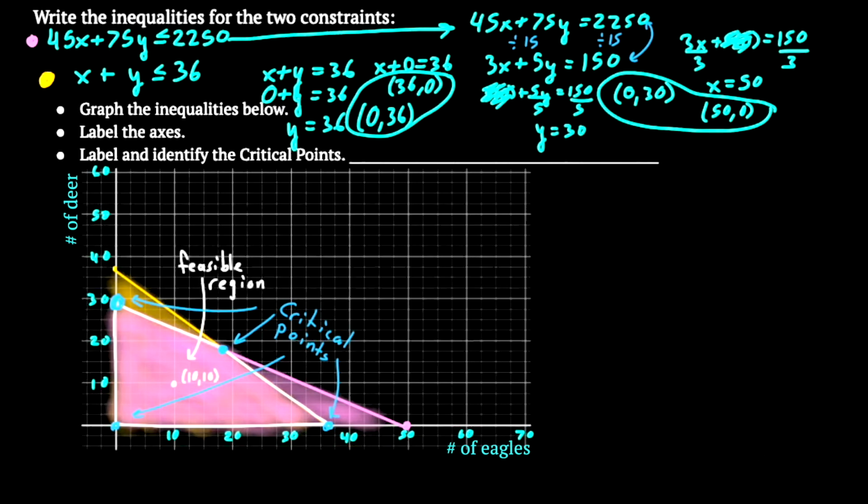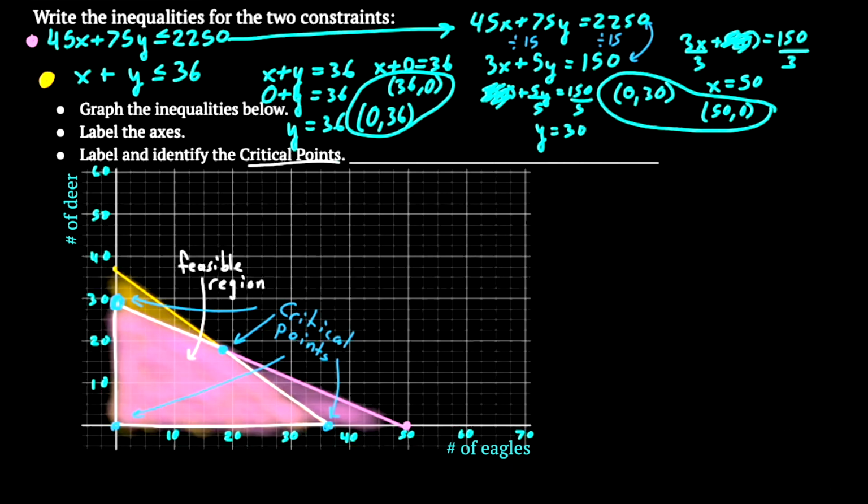Could I bring 10 of each? That means I'd have 20 total lawn ornaments, right? So that's under 36. And if I plug 10 in for both of these up here, that would still be under the 2,250, right? Because it'd be like 450 plus 750, which is 1,200, so we're good there as well. But we don't want any old solution, we want the one that maximizes the profit.